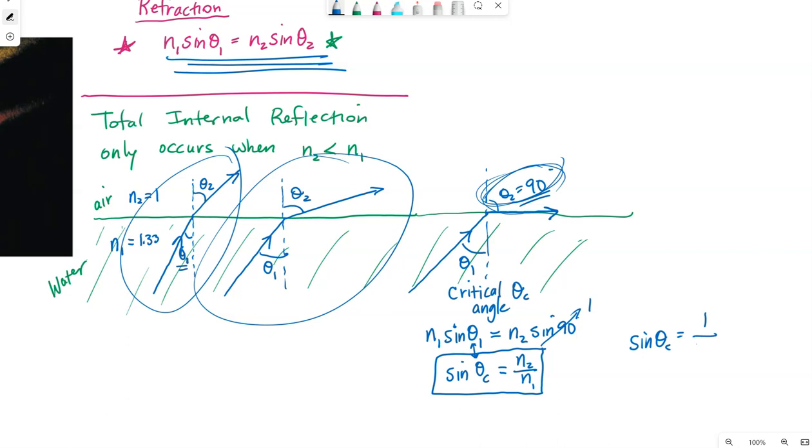So N2 is 1, and N1 was water. So this critical angle, if I take the inverse sine of both sides, is 48.8 degrees. This is specific for the water-air interface. The light must be originating in the water and then coming out into the air.